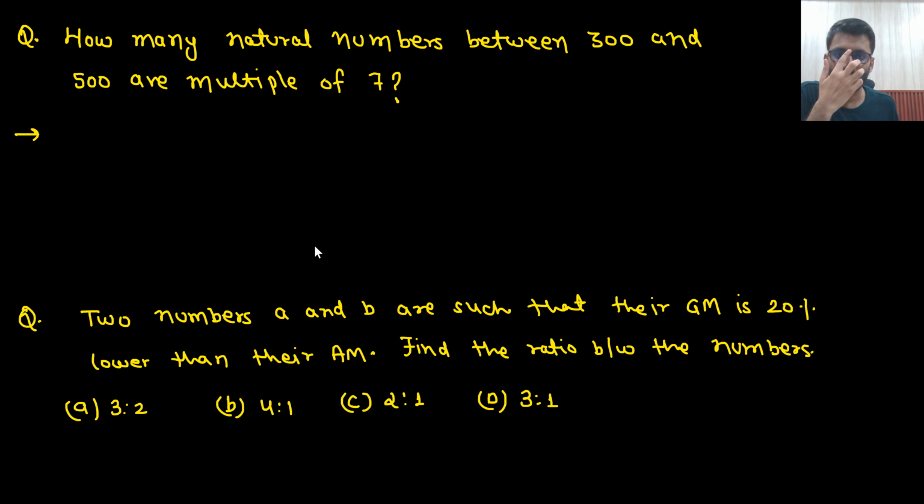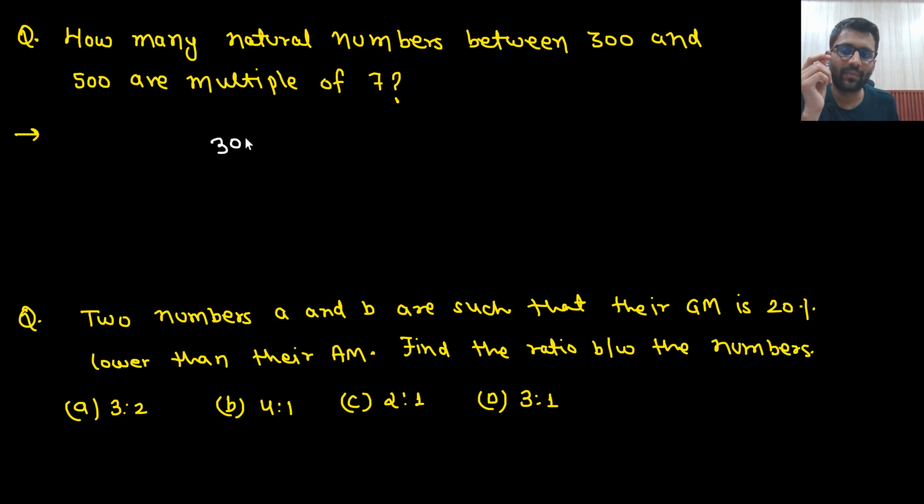How many natural numbers? This is the question now. It can be from AP as well, it can be from GP as well. So what they are asking: how many natural numbers between 300 and 400 are multiples of 7? Sorry, 300 and 500. So which is the first number that is a multiple of 7 between 300 and 500?